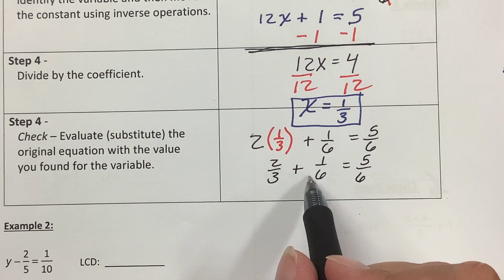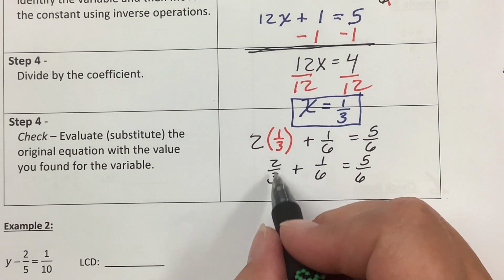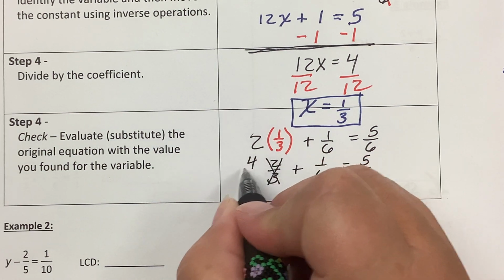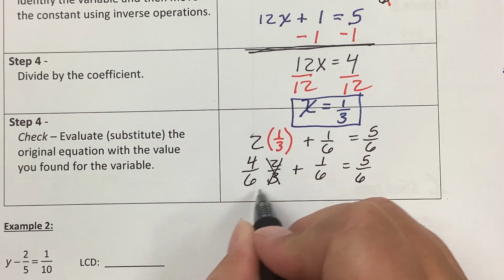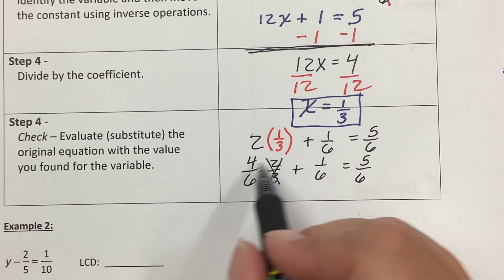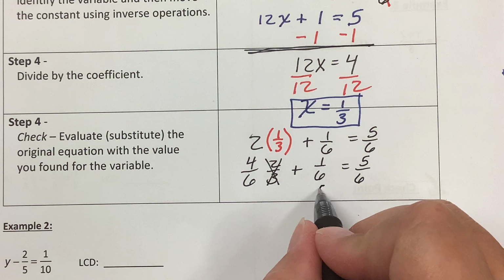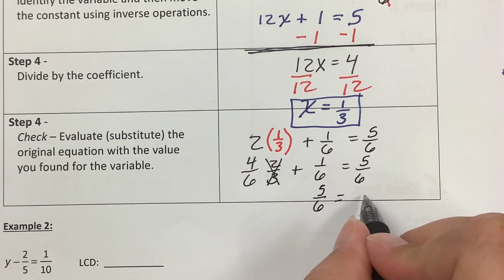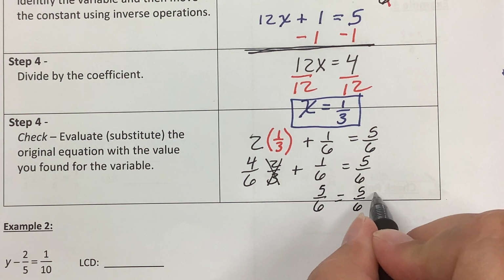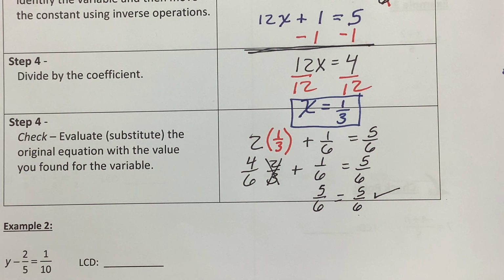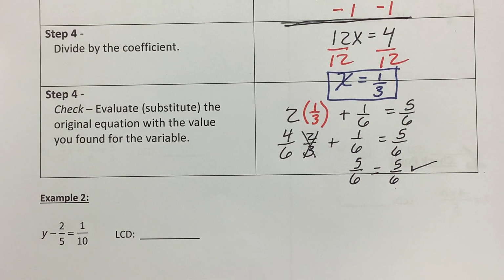Grab your calculator and put in 2/3 plus 1/6. 2/3 is actually equal to 4 over 6, because 2 times 2 is 4 and 3 times 2 is 6. 4 plus 1 is 5. The 6 stays the same. 5/6 equals 5/6. Yay, it checks. So, let's try the next problem together.